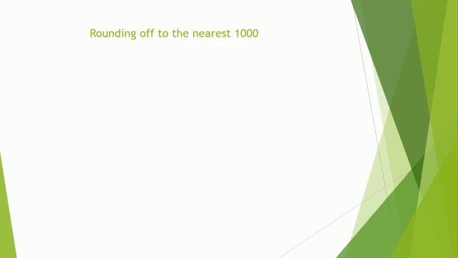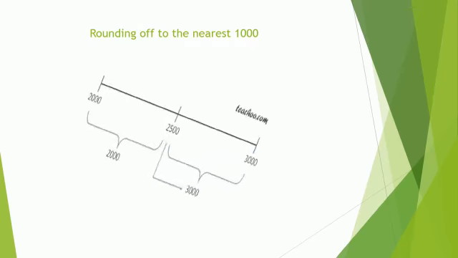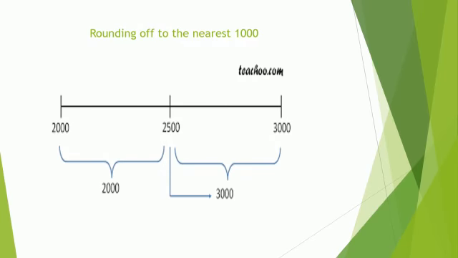Now rounding off to the nearest 1000. Here you can see one more number line. This number line starts from 2000 to 3000. In this, what is the midpoint? The midpoint of the number is 2500. Exactly what we previously did, we do the same thing.